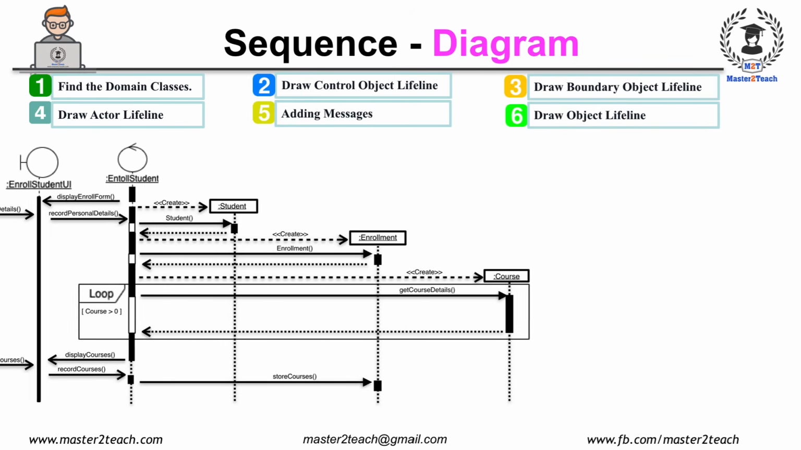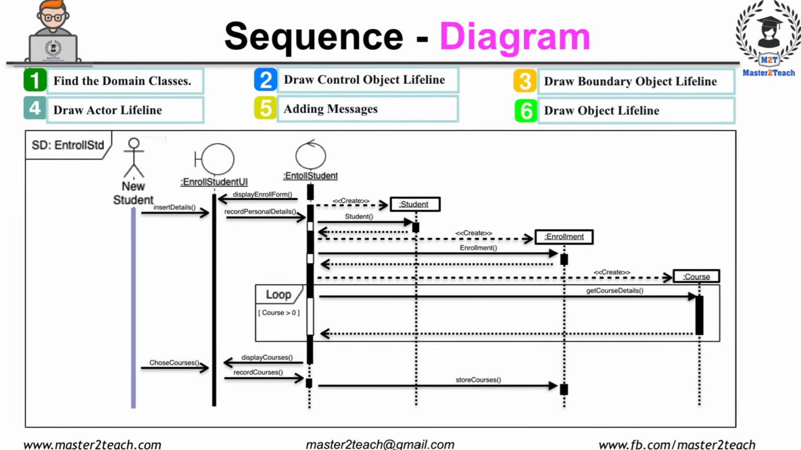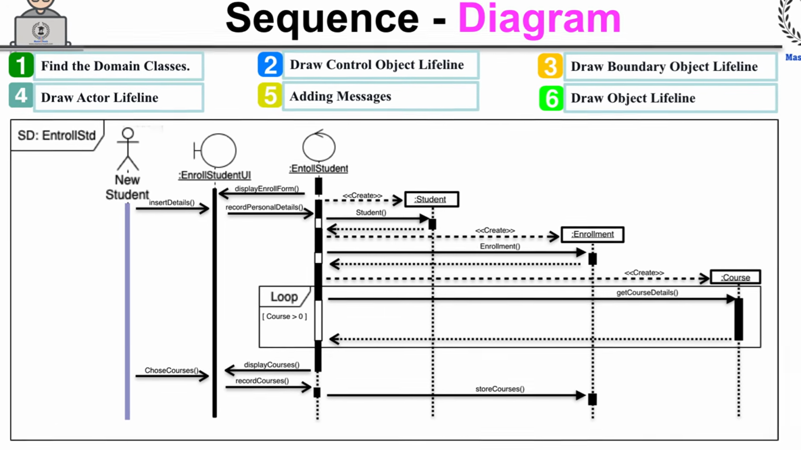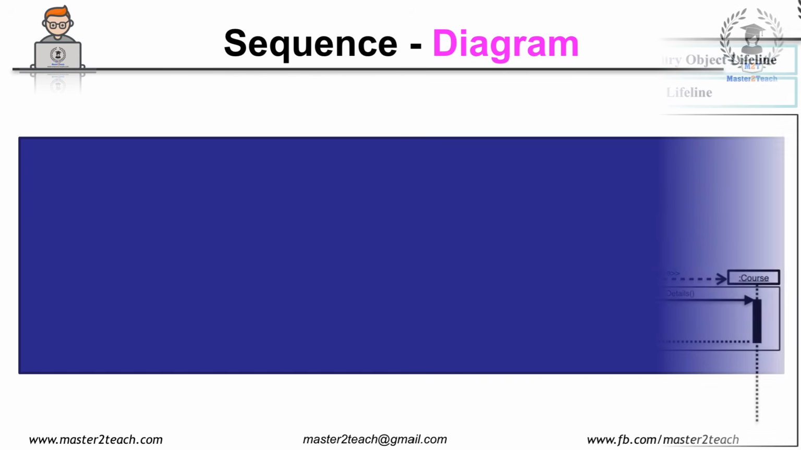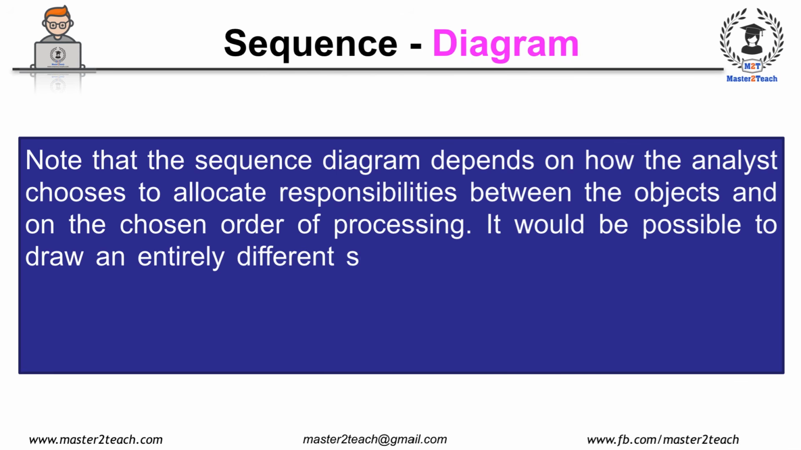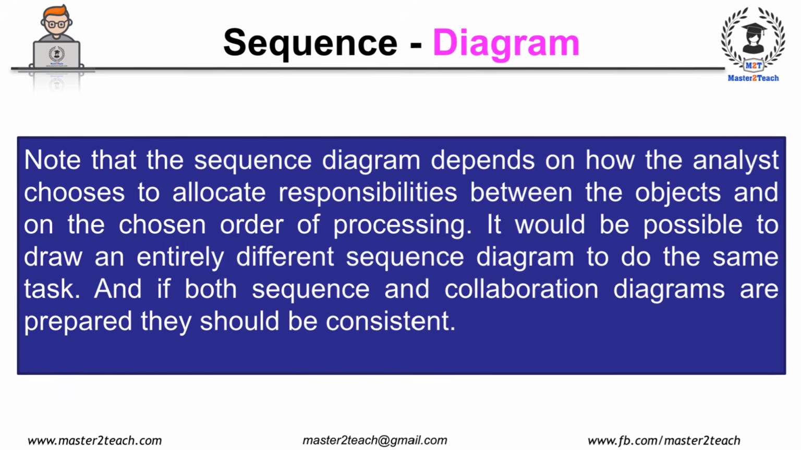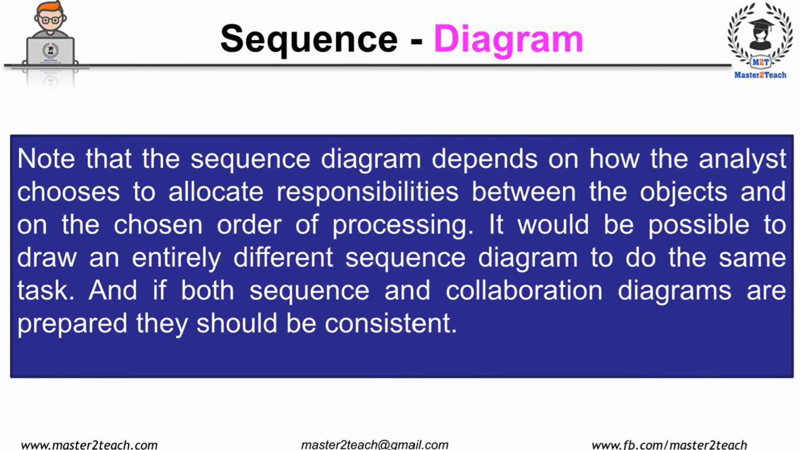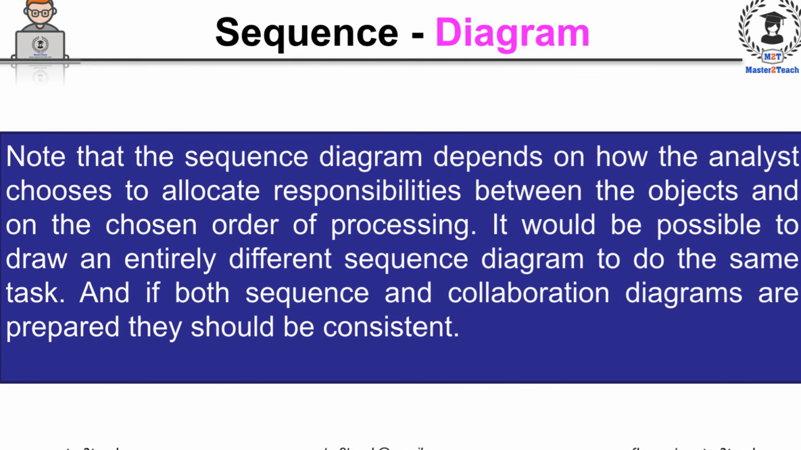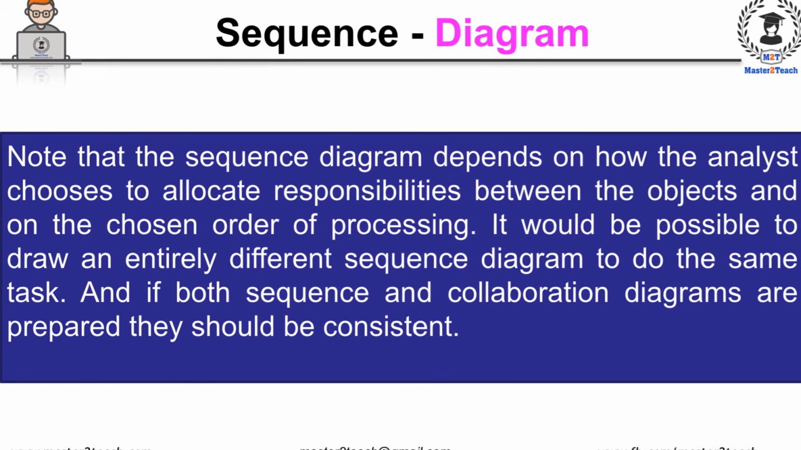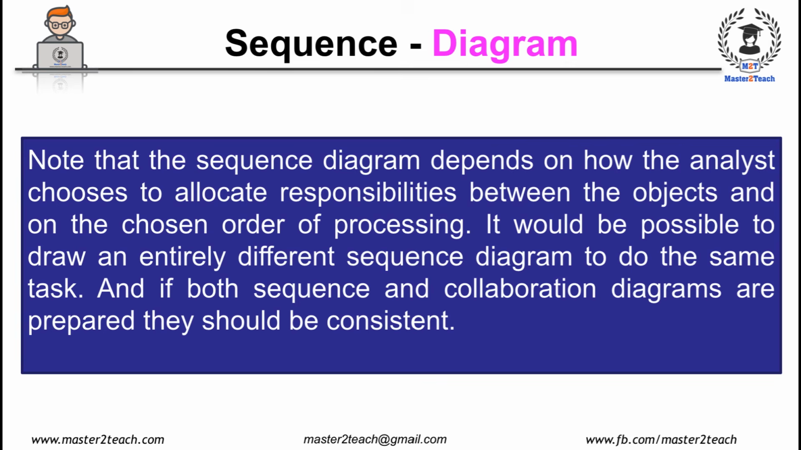At last, place these diagrams in a frame with the label SD: enroll students on it. In this way, we can draw the sequence diagram step by step. Note that the sequence diagram depends on how the analyst chooses to allocate responsibilities between the objects and the chosen order of processing. It would be possible to draw an entirely different sequence diagram for the same task. And if both sequence and collaboration diagrams are prepared, they should be consistent.